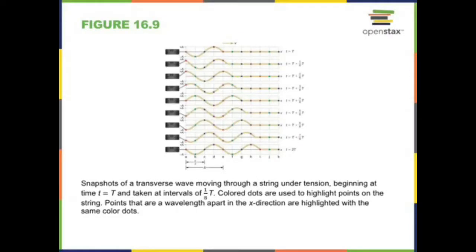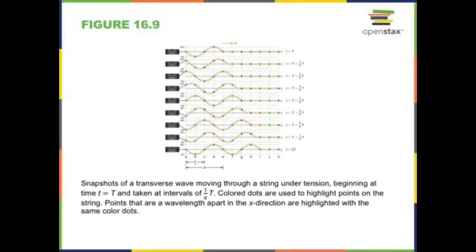And now this diagram represents snapshots of a transverse wave moving through a string under tension. And you see colored dots, and the same colored dots represent one wavelength apart. So whenever you see two dots having the same color, the distance between them is one wavelength. For example, here you have green, and again you have green here, so this distance is one wavelength apart.